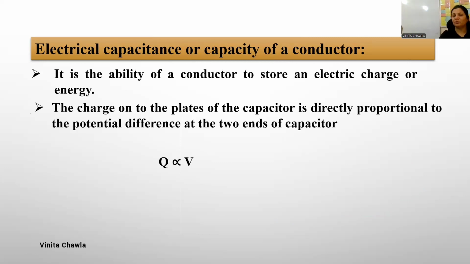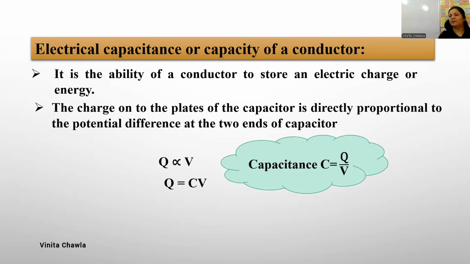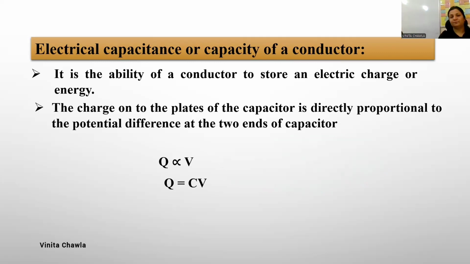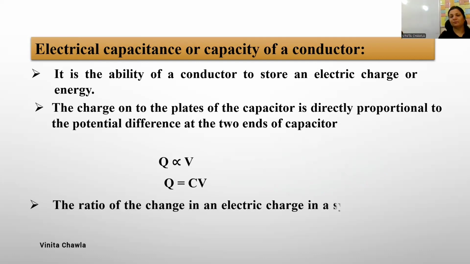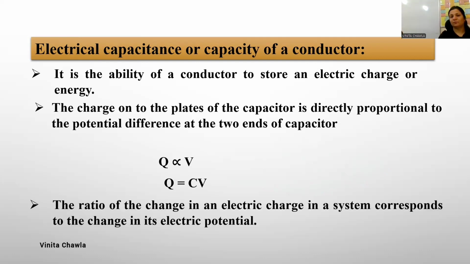And to remove the sign of proportionality, we always add a constant. Yes, and here that constant is C. So Q is equal to CV, where C is the capacitance of the condenser or capacitor. Okay, we call capacitor a condenser as well. See, how can we measure this C? We can measure C by dividing Q and V. So C is equal to Q upon V.